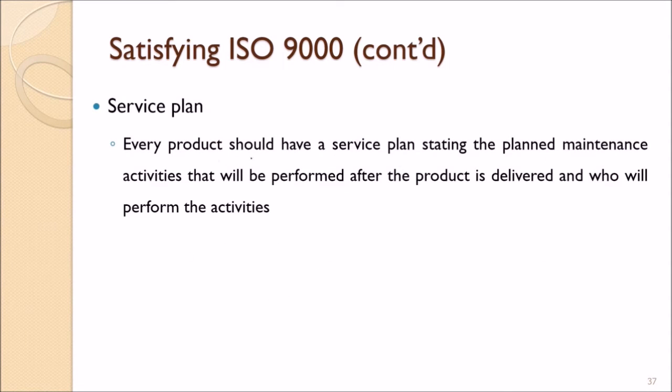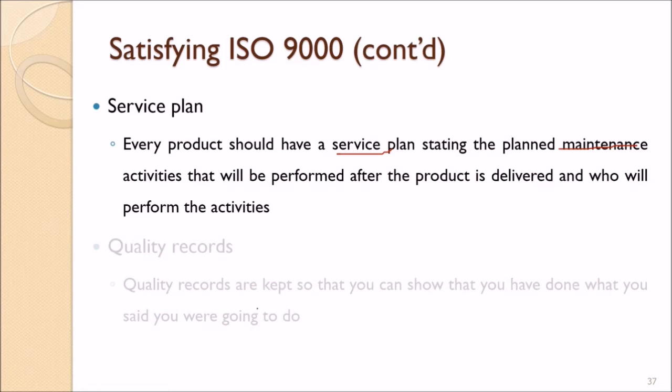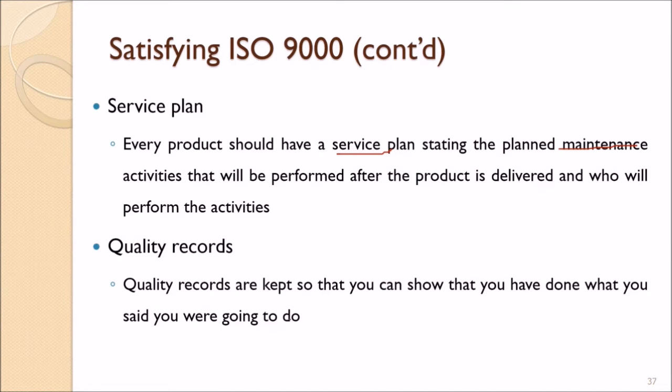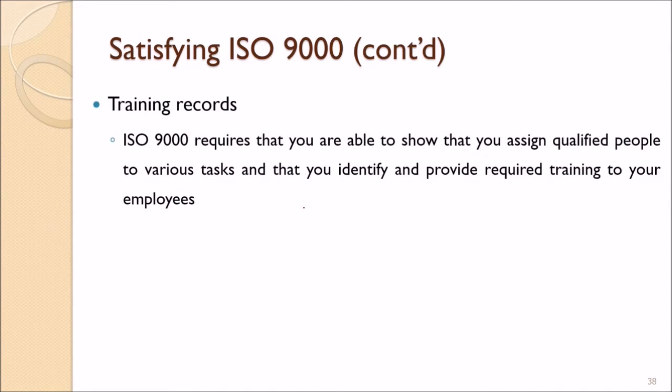Service plan. Every product should have a service plan which includes stating the planned maintenance: corrective, preventive, adaptive, perfective. These are the activities that will be performed after the product is delivered and who will perform the activities. And quality records. Records have to be kept so that you can show that you have done what you have said you are going to do. Training records. ISO 9001 also requires that you are able to show that you assign qualified people for various tasks and that you identify and provide required training to your employees also.